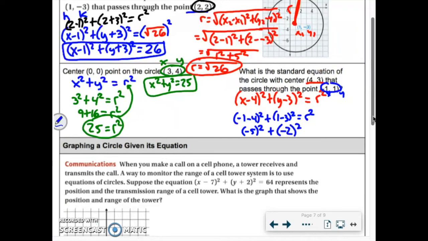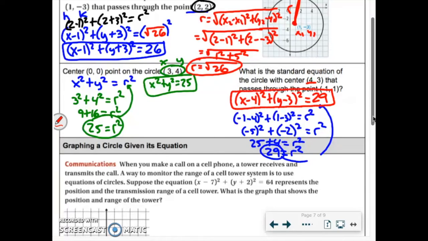So -1 minus 4 is going to give us -5 squared. Notice how I put that in parentheses. 1 minus 3 is -2 squared. So (-5) squared is 25, and (-2) squared is 4. So I know that 29 equals r squared, and that's what I wanted to figure out to plug in here. So I could write my final answer of (x minus 4) squared, let me write that right up here, plus (y minus 3) squared, and instead of r squared, I can replace it with 29. So you could plug the point they gave you in instead of using the distance formula. Either one would work.